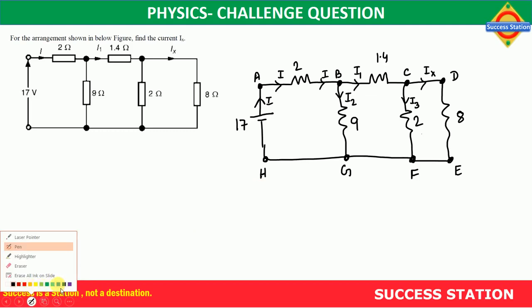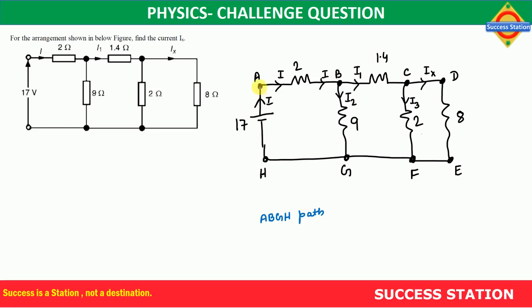Okay, now if I talk about the ABGH path, ABGH, I'm again coming back to A only. ABGH A. So is it a loop? Yes, right? So you understand very clearly.